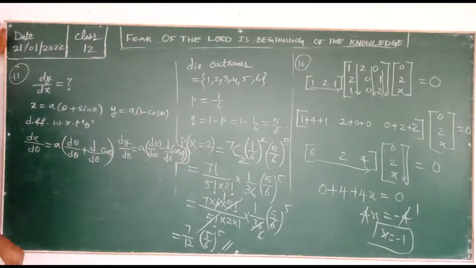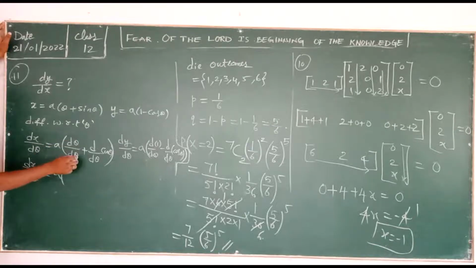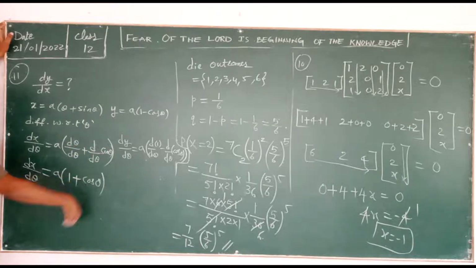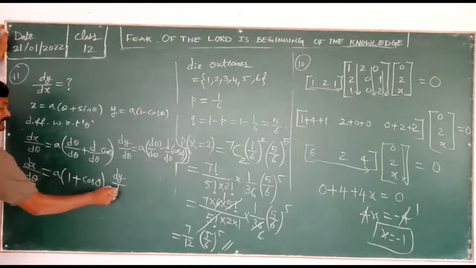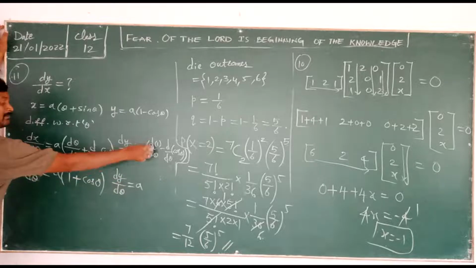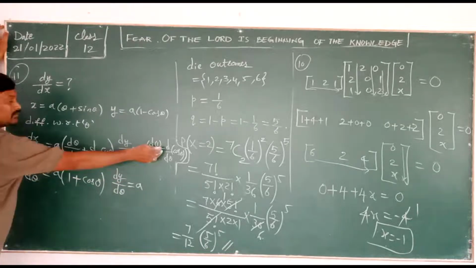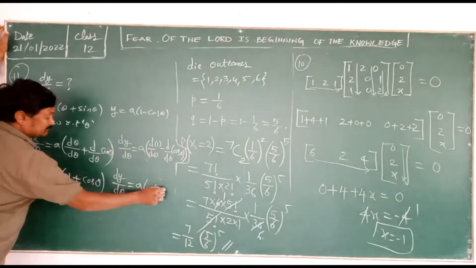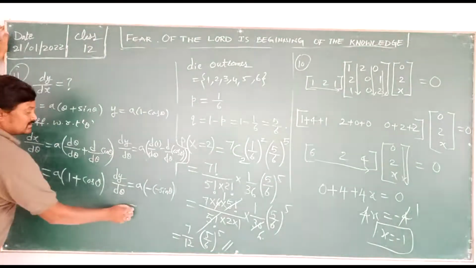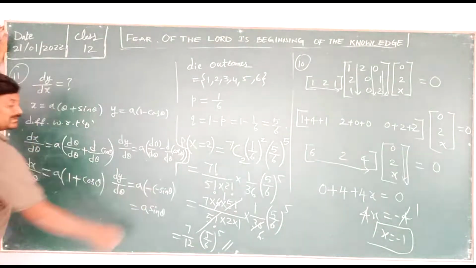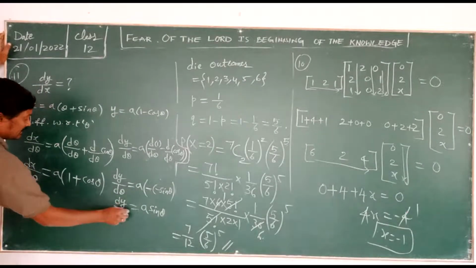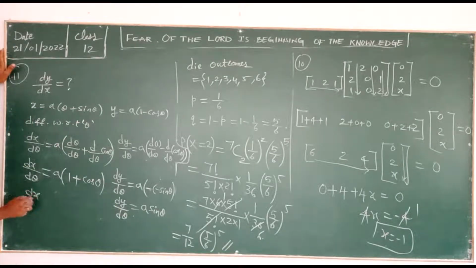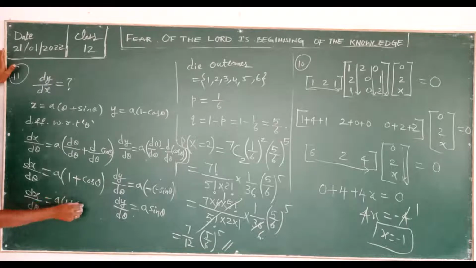Now see here how to solve this problem. So first dx upon d theta is equal to a as it is. d theta upon d theta is 1 plus d by d theta of sin theta is nothing but cos theta. Next, dy upon d theta is equal to a as it is. d by d theta of any constant is 0. So now next, minus d by d theta of cos theta is nothing but minus sin theta. So at last here, a sin theta, because minus into minus is plus. So now dy upon d theta is nothing but a sin theta, and dx upon d theta is a into 1 plus cos theta.